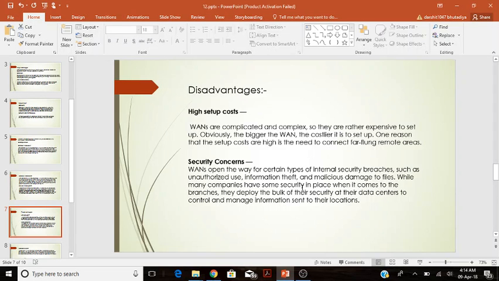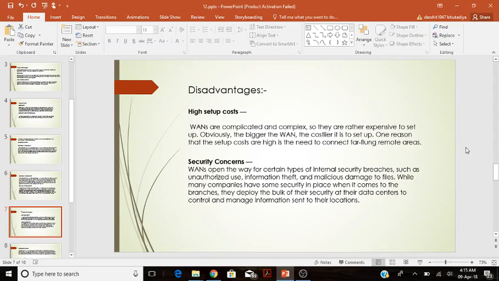What are the disadvantages of the WAN? So its setup cost is high. WANs are complicated and complex, so they are rather expensive to set up. Obviously, the bigger the WAN, the costlier it is to set up. One reason that setup cost is high is the need to connect far-flung remote areas, right?